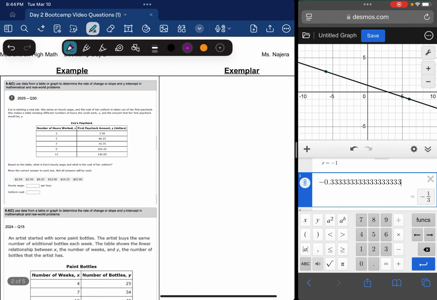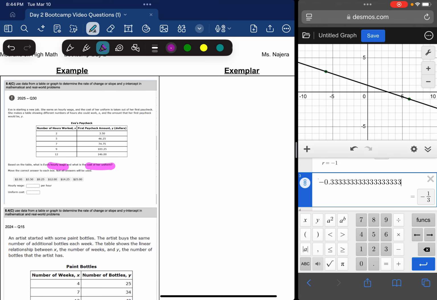Okay, for question number 2, it says Ava is starting a new job. She earns an hourly wage and the cost of her uniform is taken out of her first paycheck. She makes a table showing different numbers of hours she could work, x, and the amount that her first paycheck would be, y. Based on the table, what is Ava's hourly wage and the cost of her uniform?